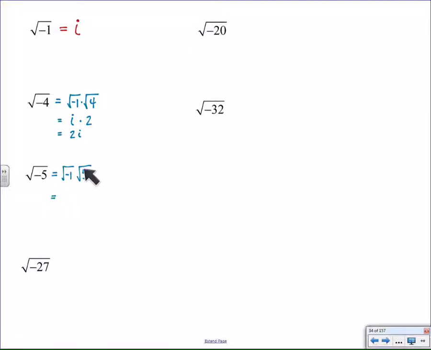Even if you don't have any perfect squares, here we have -1 and the 5. I can't take the square root of 5, but I can call the square root of -1 i instead, so I just write i square root of 5. We don't put the i in the back. Remember, we put square roots last, so we know where the square root ends.